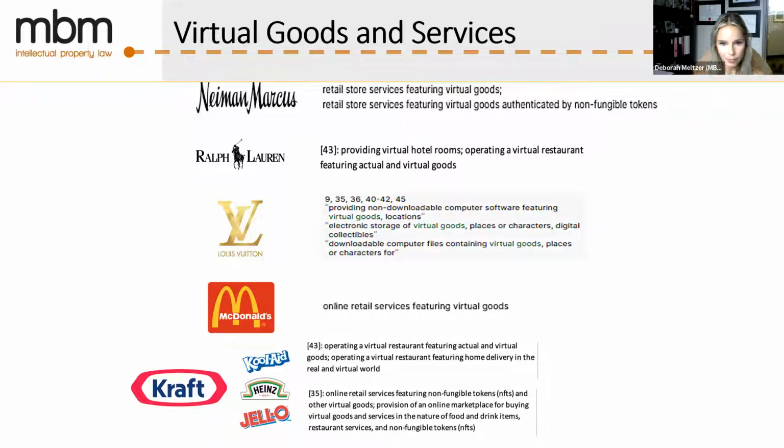And this is just illustrative of certain trademarks that are being filed. An interesting approach. So Neiman Marcus, for example, and this is all US applications, they're filing for retail store services featuring virtual goods. Ralph Lauren, I thought that this was a really interesting one, because they applied for providing virtual hotel rooms, operating virtual restaurants featuring actual and virtual goods. Ralph Lauren, we typically think of in terms of clothing, consumer goods like that.